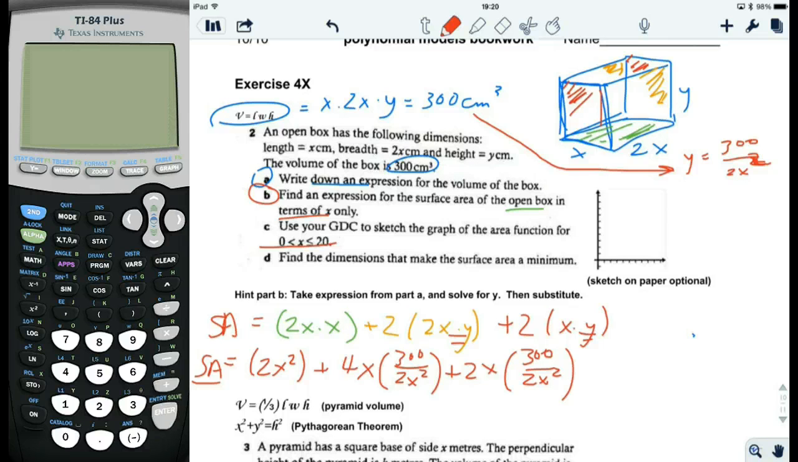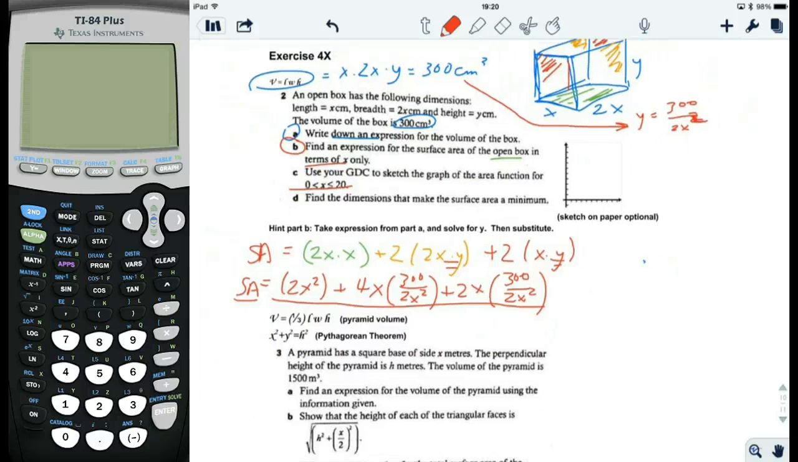Okay, so we could simplify this, but we don't have to. I'm going to simplify it just to show you what it looks like, but if you wanted to, you could just put it in the calculator like this. 2x squared, that's already as simplified as it gets. 4x divided by 2x squared, you can cancel the x with one of the x's in the bottom. 2 you can cancel with one of the 2's here. And don't worry if you don't understand it, you could just put it in as is in the calculator.